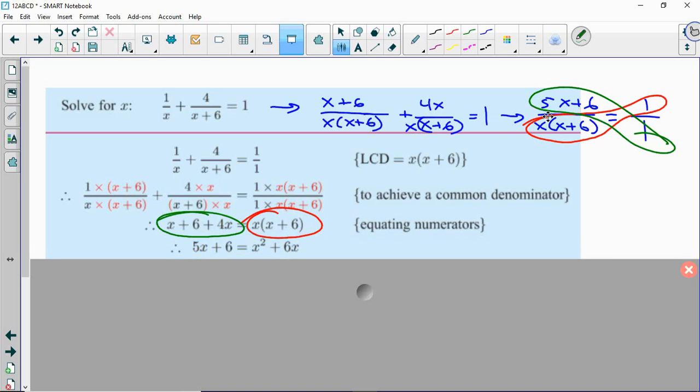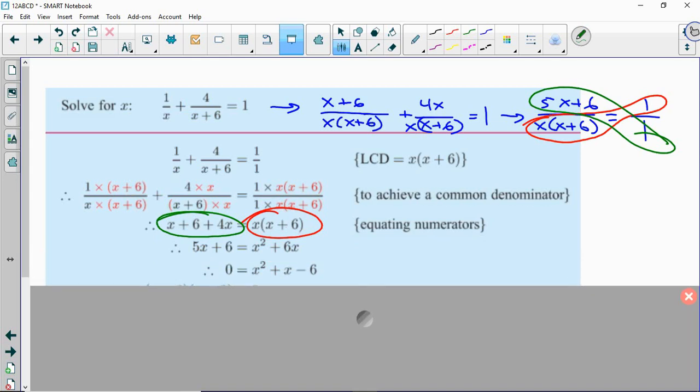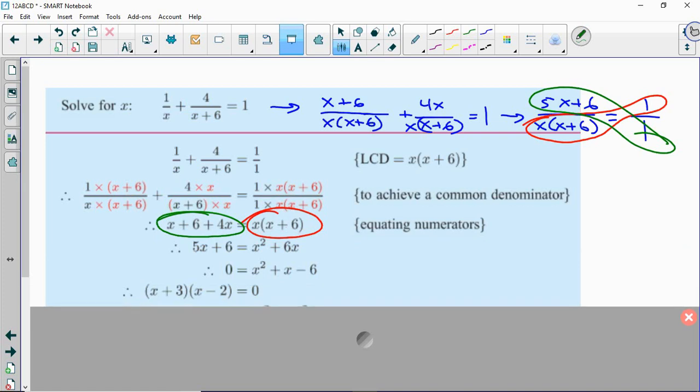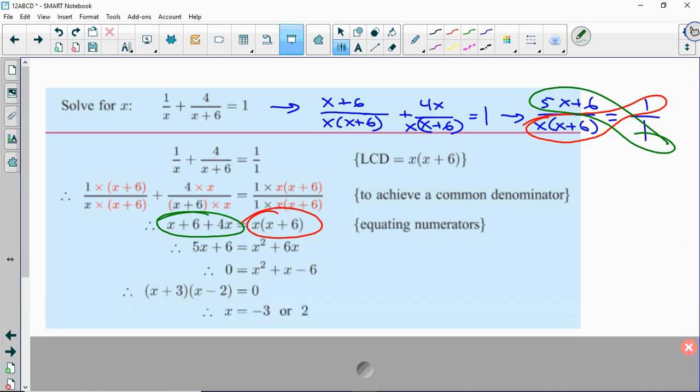Anyway, from here, now you can see we have the x squared once we distribute on the right-hand side, which means we have a quadratic, so we move everything to the same side. And then we just try to factor that. Again, that's not too difficult to factor, so we get 2 answers, -3 and 2.